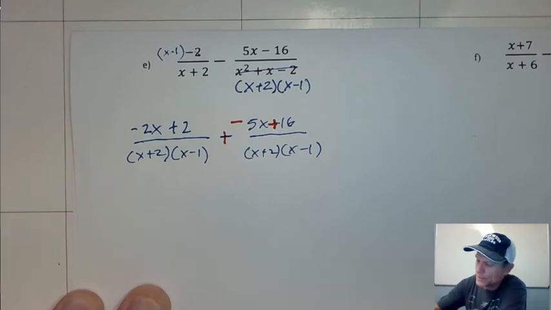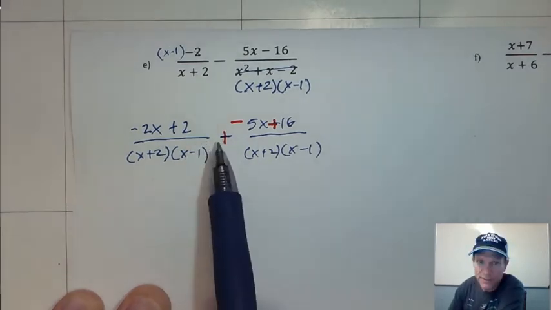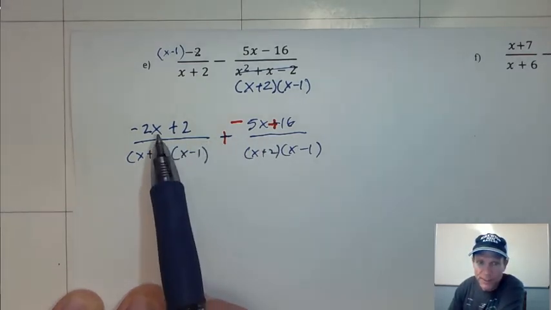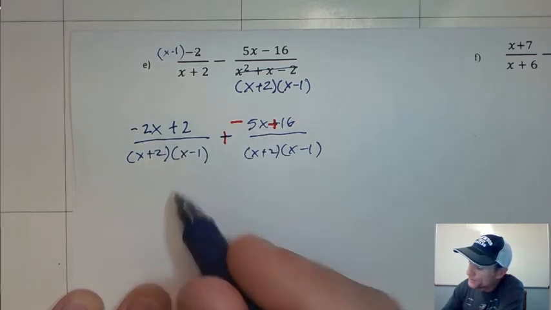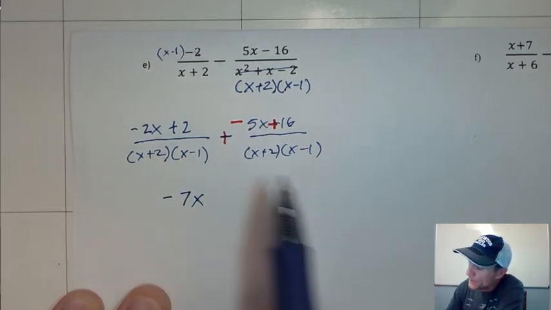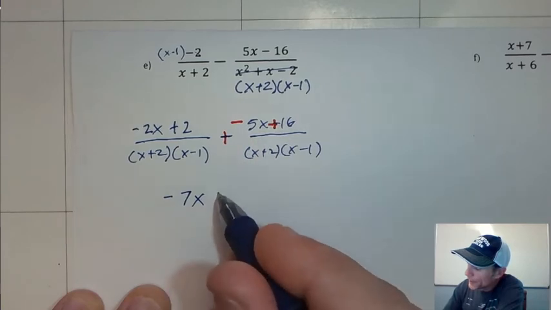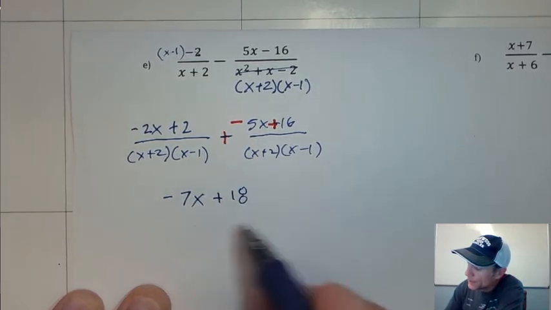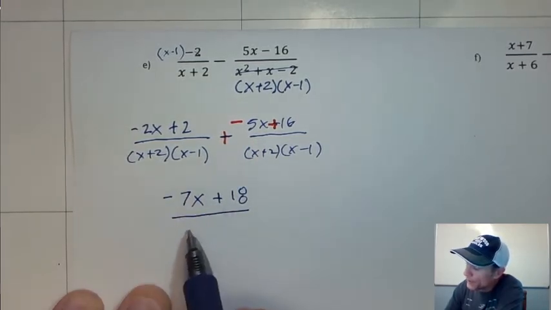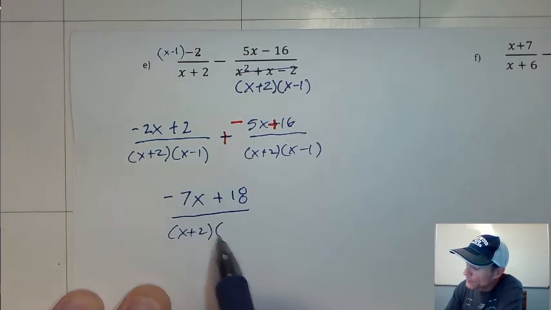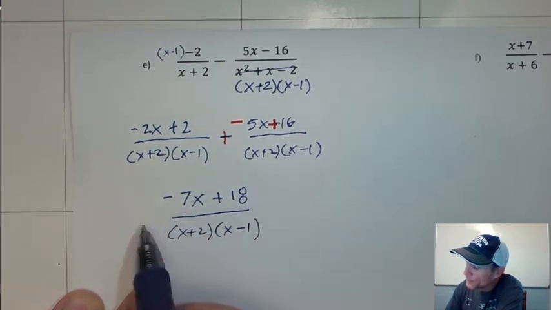So now we can see the terms we need to collect up in the numerator. We have negative 7x, 2 and 16 make 18. And then we have over x plus 2, x minus 1.